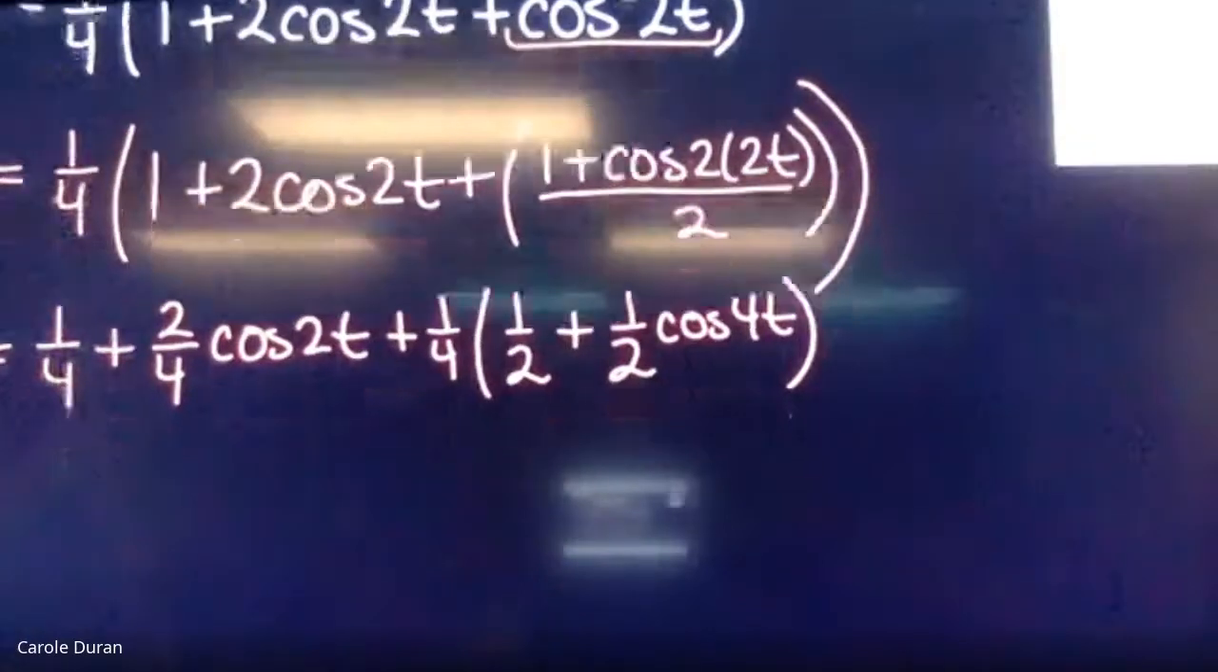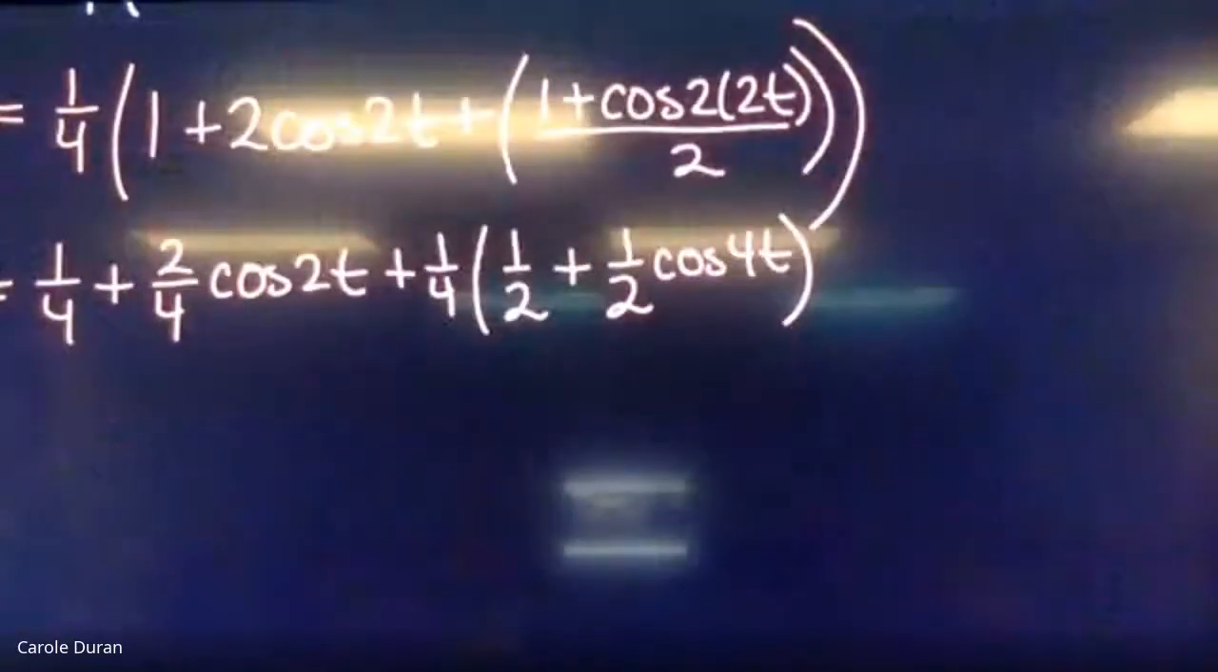Why don't you distribute it out? Distribute what out? Like, the 1/2? No. 1 plus cosine 2t. Why don't you make that part of the parentheses? Because I didn't like it. You do it your way, I'll do it my way.